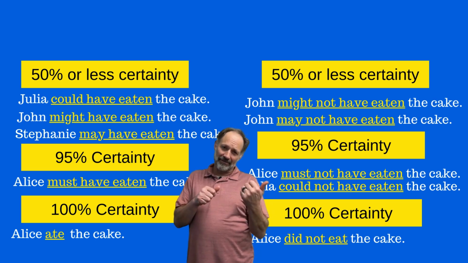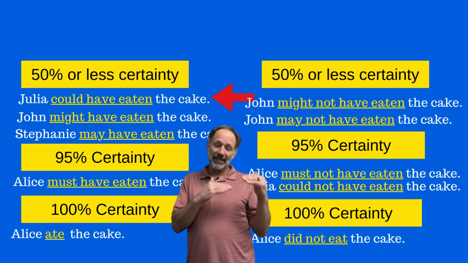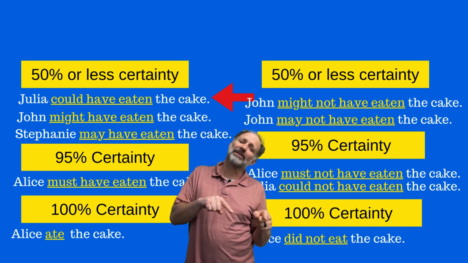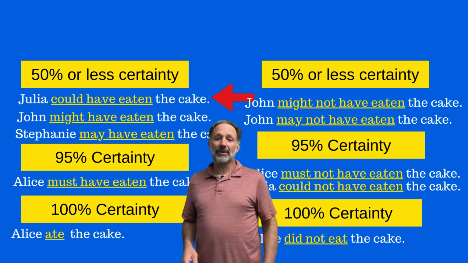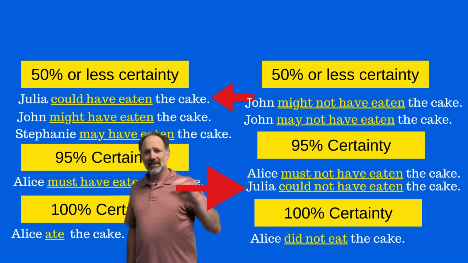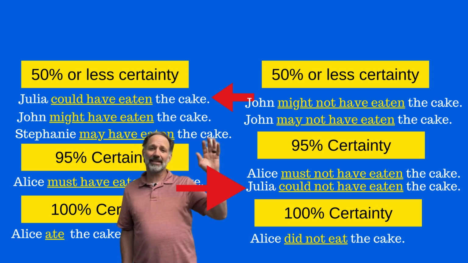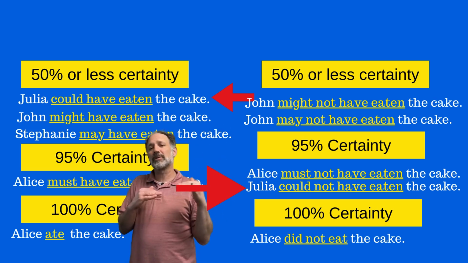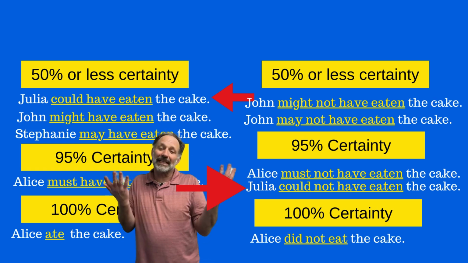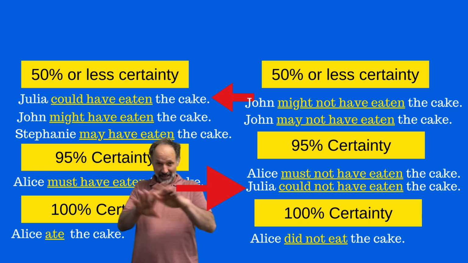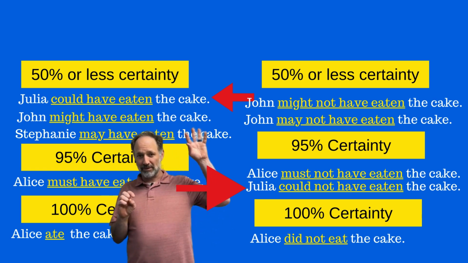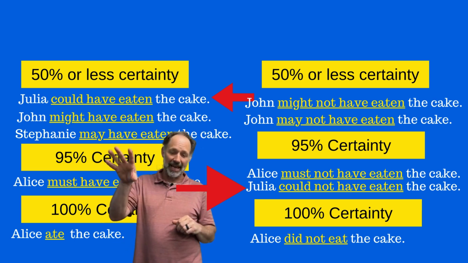Let me point out one funny thing with negatives with these past modals. If you look on the left, you can see Julia could have eaten the cake. 50% certainty. But if we look on the right, we could see Julia couldn't have eaten the cake. So could have is about 50% certainty. But when we say couldn't have, we're saying it's not possible. So we're saying it's like 95% certainty that she didn't do it. So there is that difference between when we use a regular sentence and then the negative.